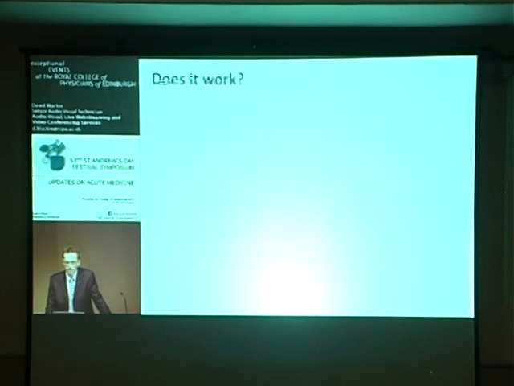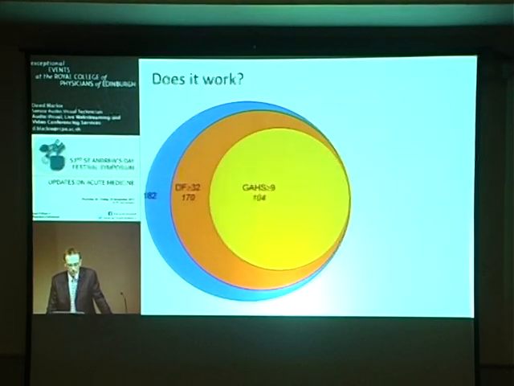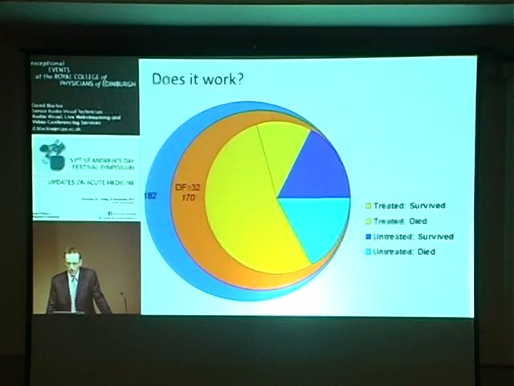So from our own data, you can see here we had a cohort of 182 patients that we studied. We had DF greater than 32, and a number with a GAS score of greater than 9, so we think that's the one to aim for. So 100 patients treated out of 182, and here's the outcomes. So we've got 64 patients who were treated and survived, 20 who did not, and then equal numbers who were untreated and then survived or died.